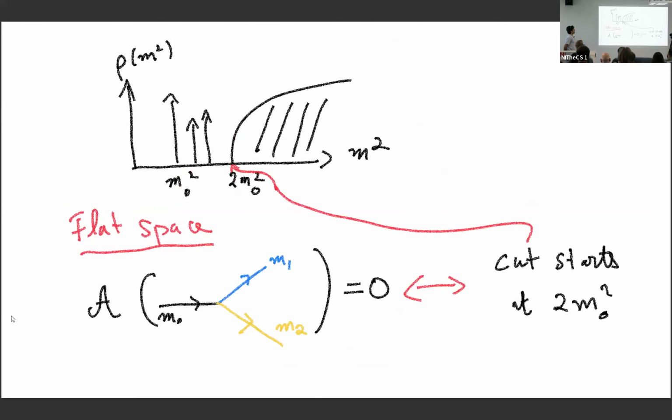Well, the fact that there is a cut that starts at 2m0 squared is exactly the reason why this amplitude is forbidden from class 2. This cut and the zero of this amplitude are related.